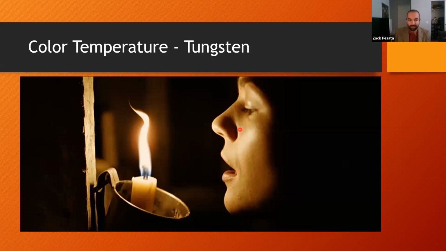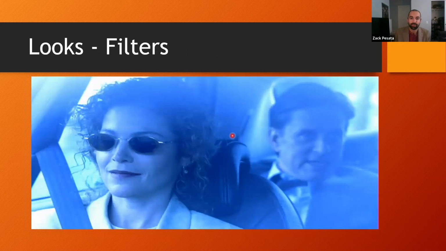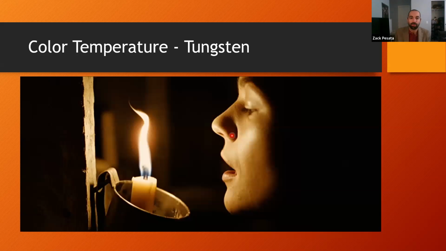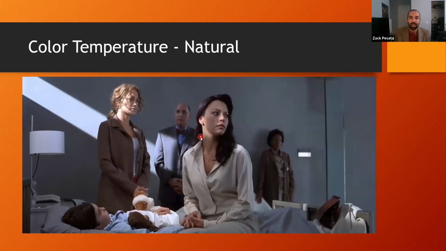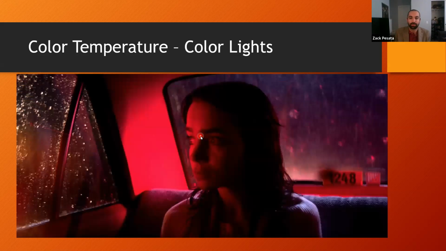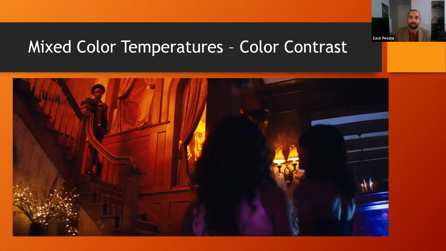Again, we did this already, so I'm not going to go too much further, but tungsten, and take note of how this is not a filter, right? Compare this to this. Notice how the light actually strikes the subject, sculpts them out from shadows. We actually get a lighting effect. So this is just color temperature through the color of lighting. Natural color lights. And again, mixed color temperature.